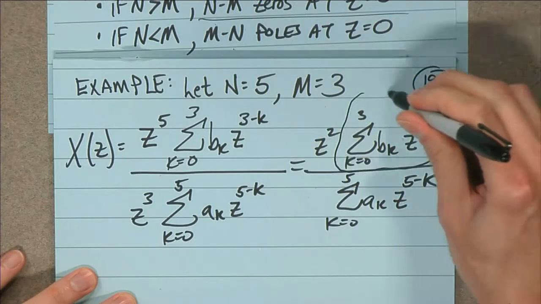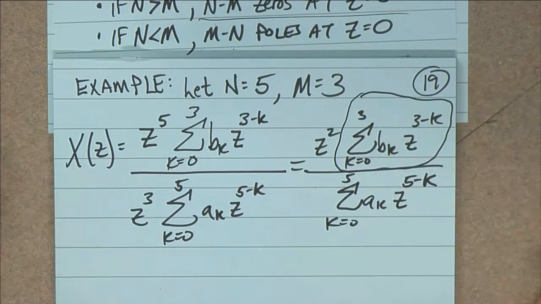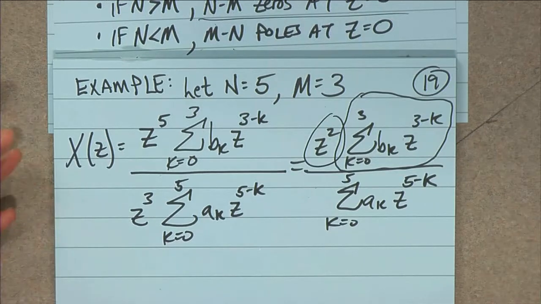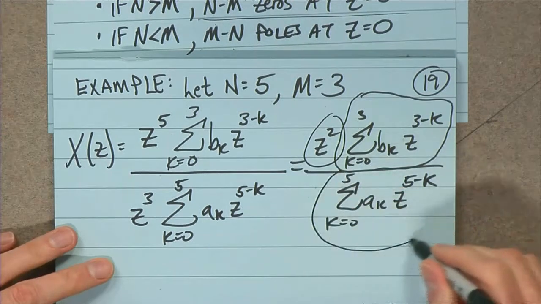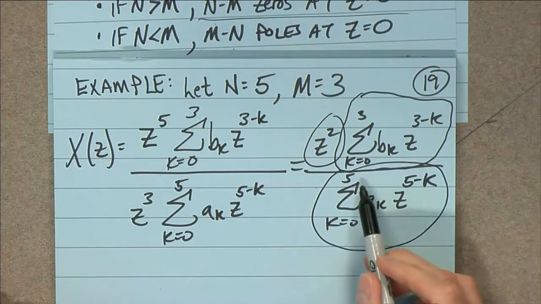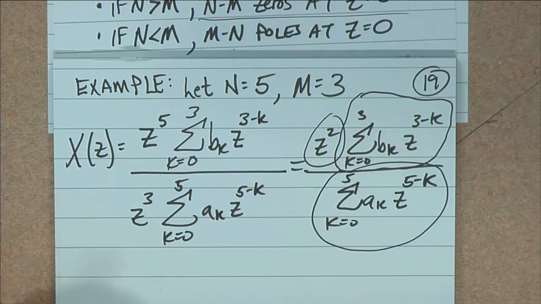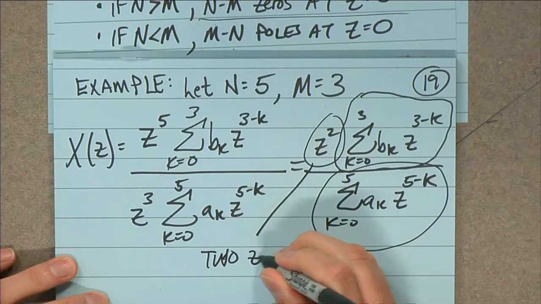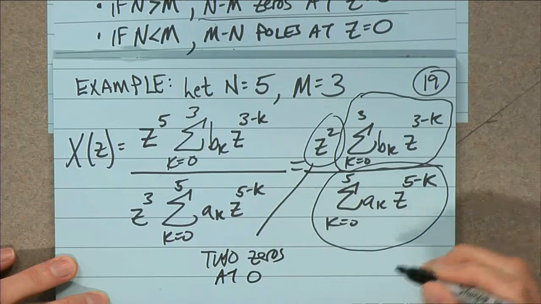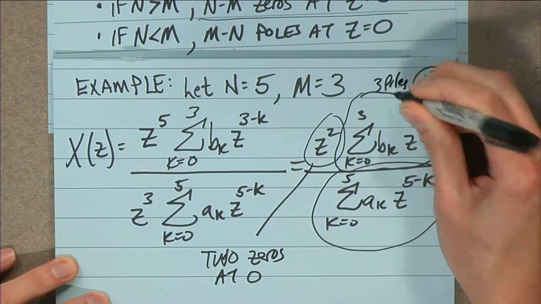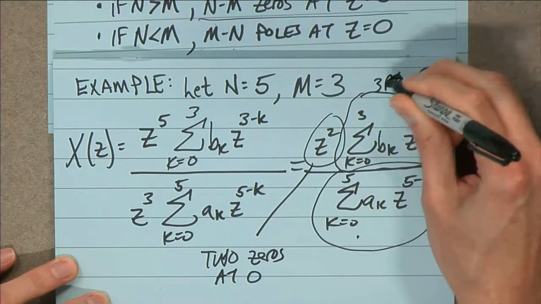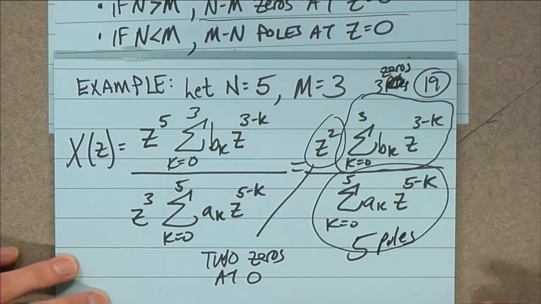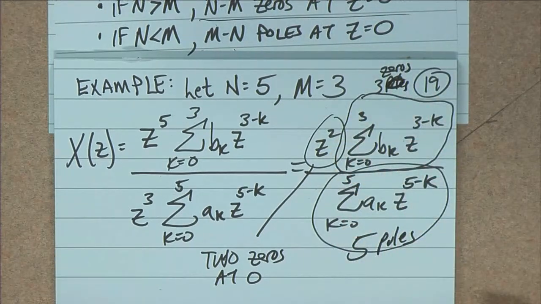So if you look at this, this is degree 3. There's going to be 3 zeros. But there are also 2 zeros at z equals 0. And if you look at the bottom, there's 5 poles because this is a 5th degree polynomial. So let's put the 2 zeros at 0. Then we've got the 3 zeros here, since they're in the numerator, and 5 poles there. And everything adds up. 2 plus 3 is 5, and 5 on the bottom.